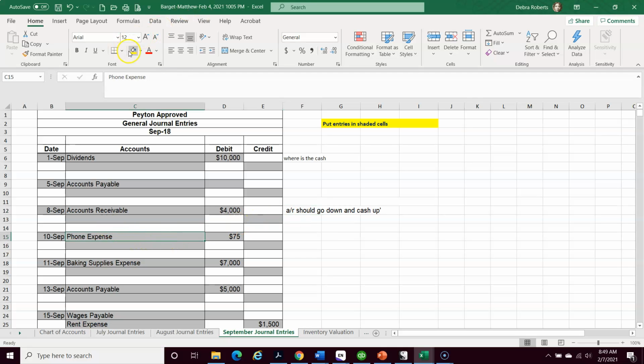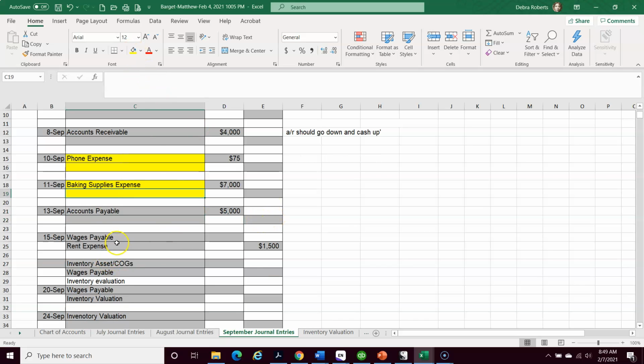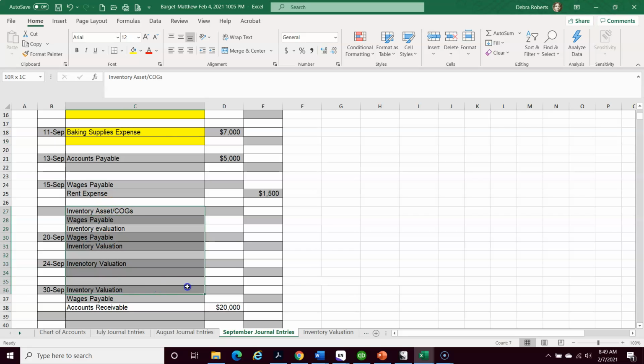Phone expense, again, as I mentioned before, you're not recording the expense, you're removing the obligation, and you're reflecting the payment of cash. Same thing here. You don't show your expense because you haven't used the asset yet. You're going to show it as an asset. And these entries here pretty much are the same problems I've noticed in the previous months.